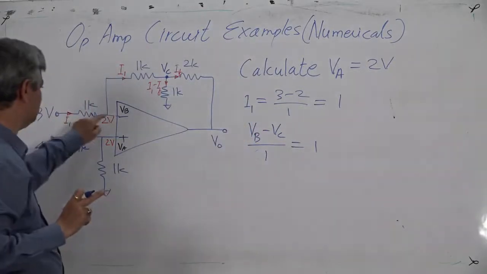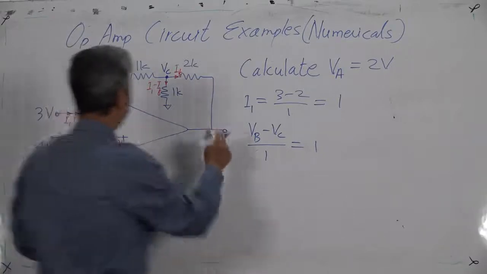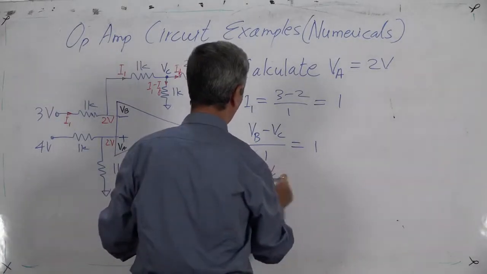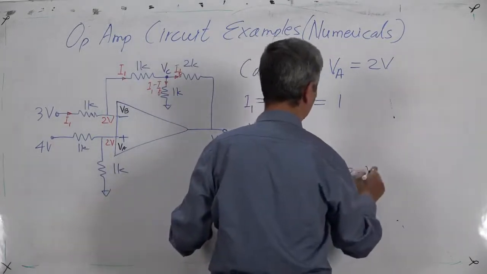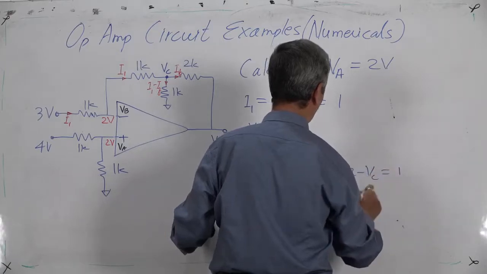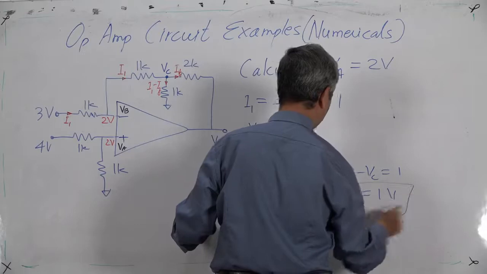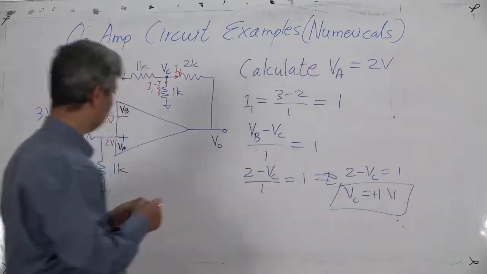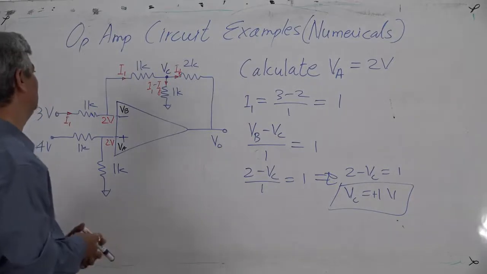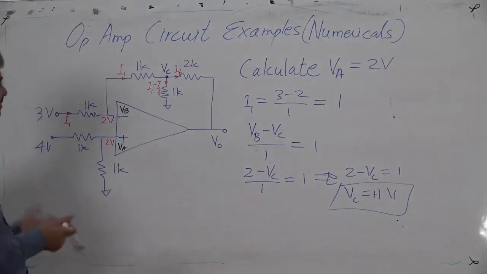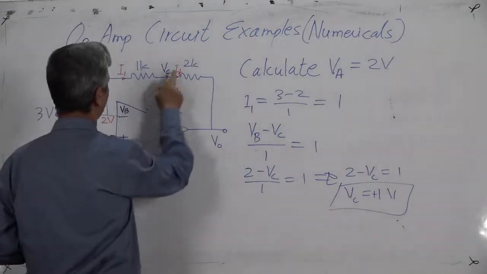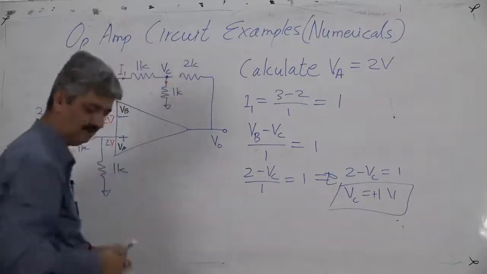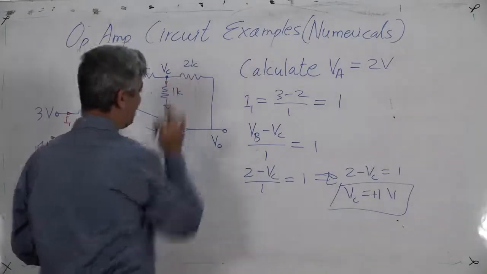I calculated I1 first, the same I1 should flow through this. So what is VB? VB is 2, minus VC upon 1 equal to 1. So that gives rise to 2 minus VC equal to 1. So VC equal to plus 1 volt, and then Kirchhoff's law will give us a very simple thing. What is this? I don't assume this current at all, I just leave it as it is. Now VC I have found out.